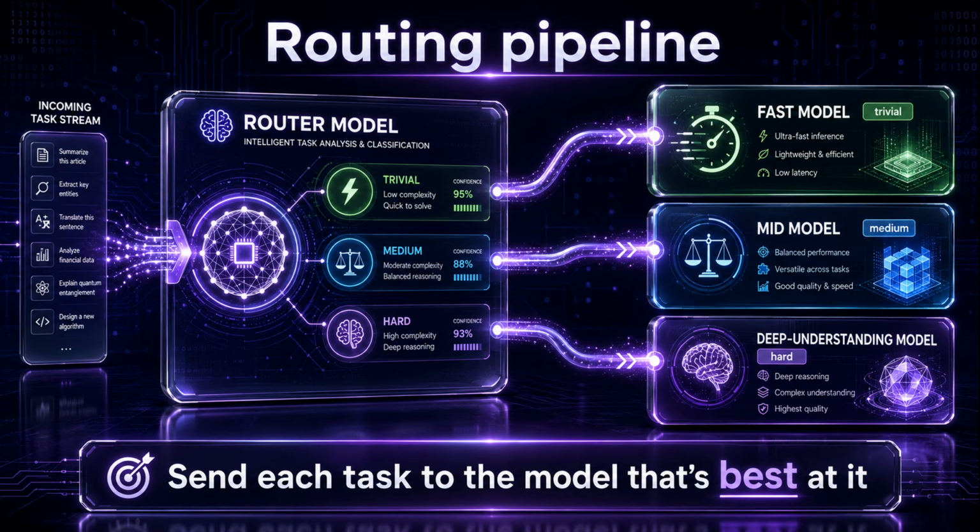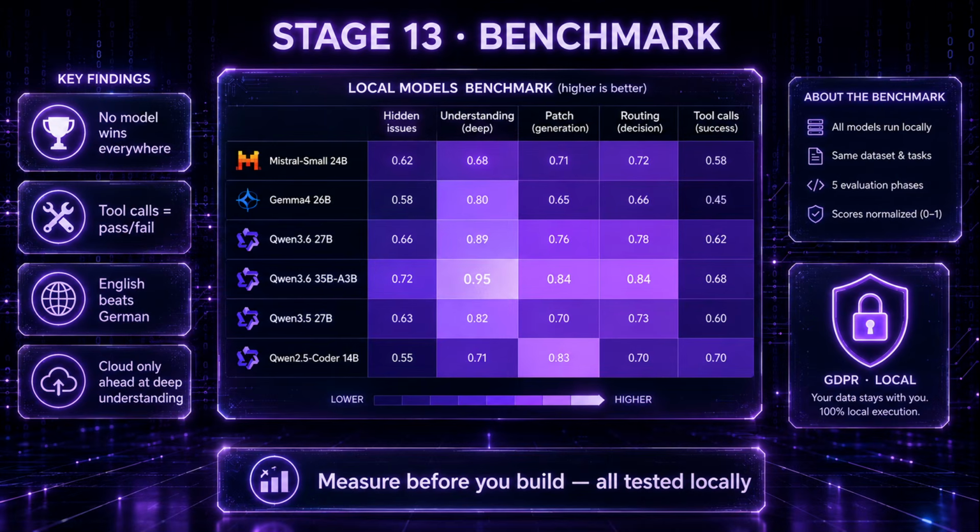A fast router model looks at each task and decides, is it trivial, medium, or hard? Trivial goes to a fast model, hard to the best comprehension model. Second finding, and this one is brutal. Tool calls are a yes or no capability. A model either returns clean JSON objects or it just outputs text. Several otherwise capable models failed completely here at the API level, not fixable with better prompting. For any pipeline that talks to an MCP server, this is a filter that applies before anything else.